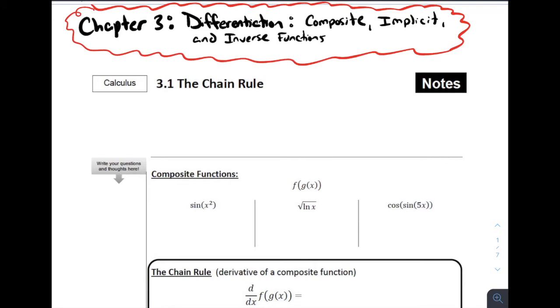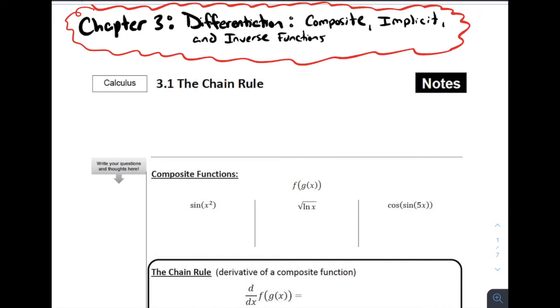We are starting Chapter 3, which is on differentiation, composite, implicit, and inverse functions. Today's lesson is on 3.1, the chain rule, which is probably one of the most important derivative rules there is. It's frequently used in combination with all sorts of other rules, and it's one we're going to be using quite a bit of moving forward this year.